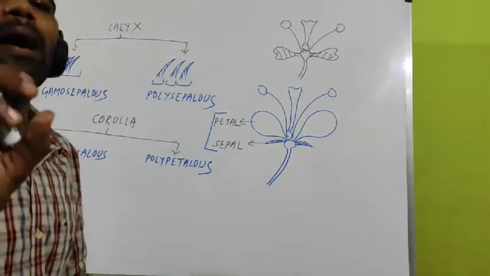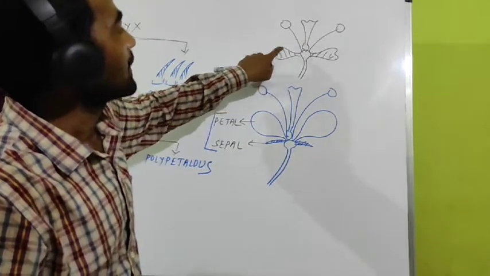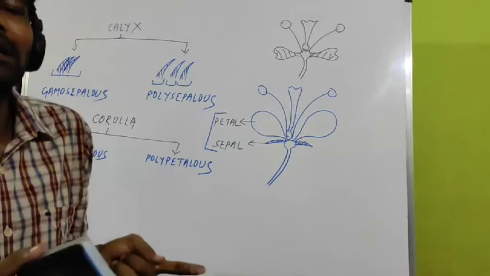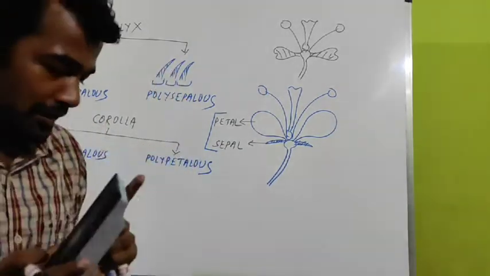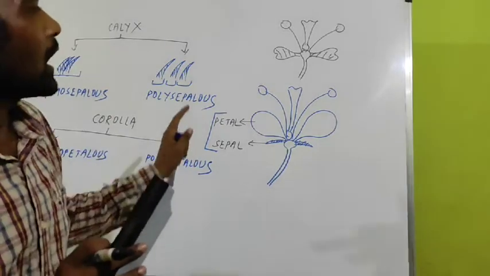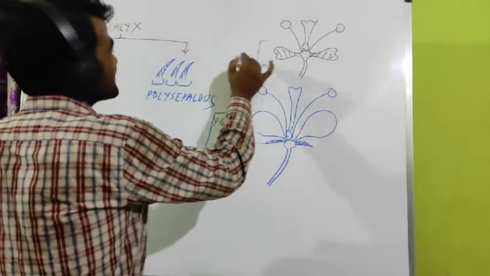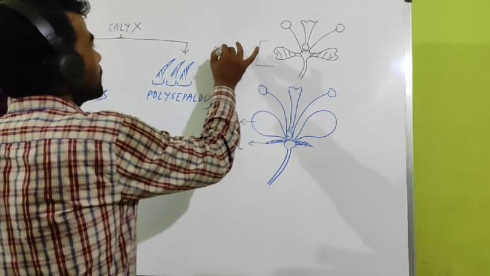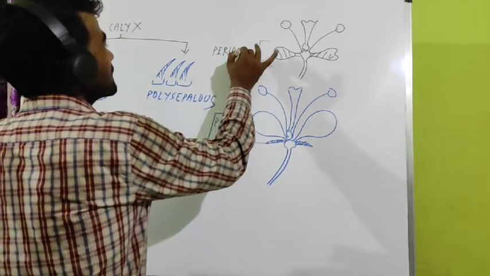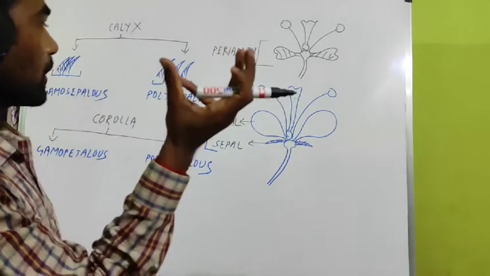Calyx and corolla are combined. In this case, you can find stamen and carpel are different, but calyx and corolla are not clearly distinct. When calyx and corolla are not distinct, that whole flower is called a perianth. You have to remember, perianth. Whole means complete. The complete whole is called perianth.